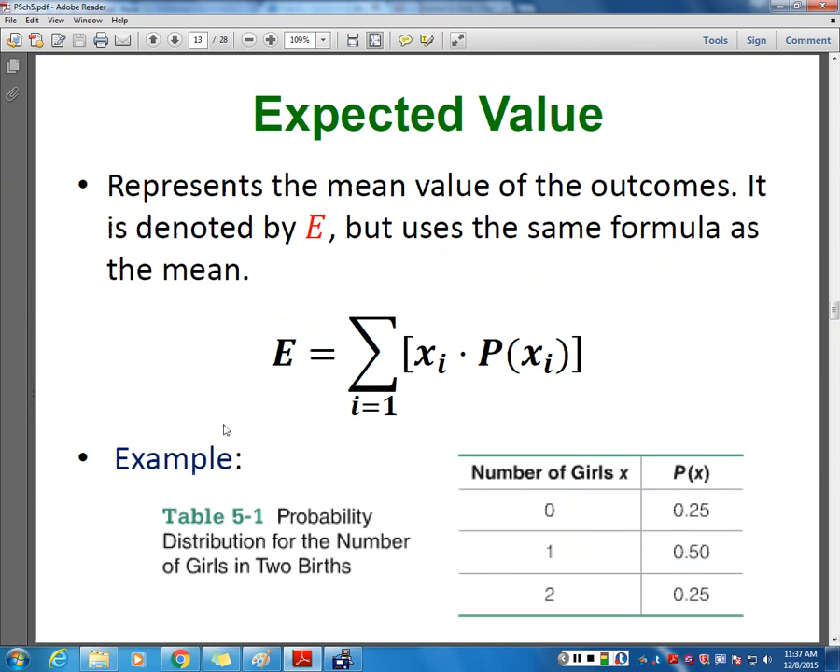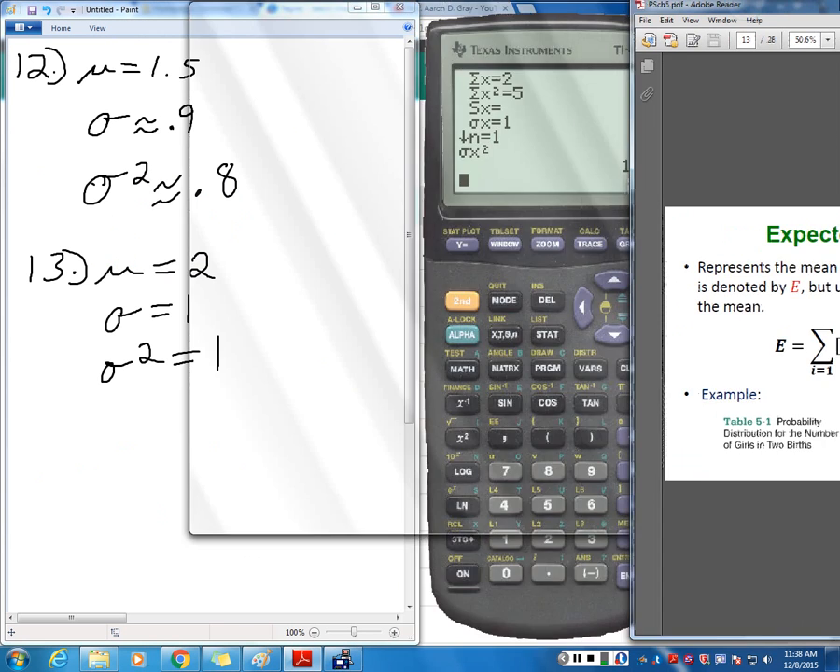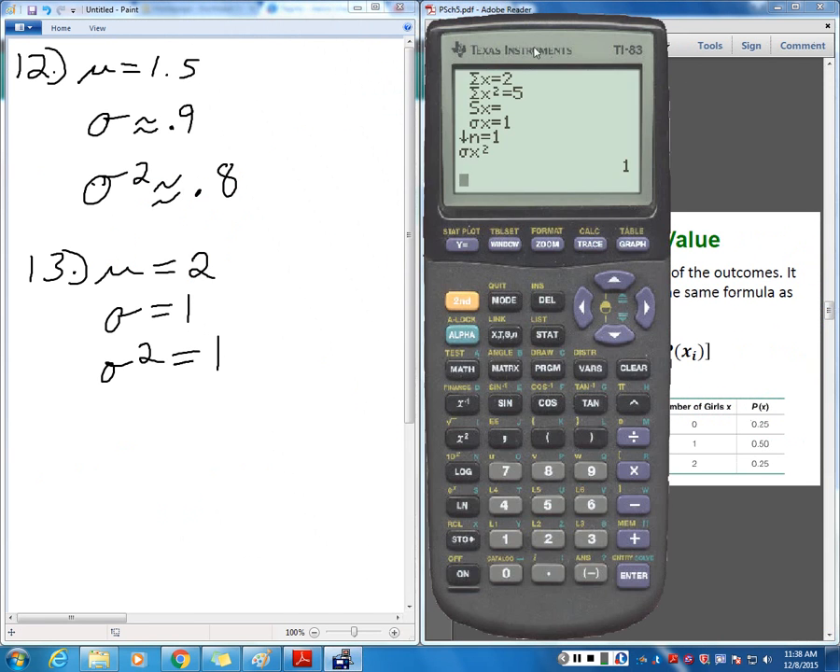The expected value occasionally shows up in statistics problems. Expected value represents the mean value of the outcomes. It's denoted by E, but it uses the same formula as the mean. That's the exact same formula as finding the mean of a probability distribution. So for example, if I were going to find the expected number of girls in 2 births, then I would just find the mean of my probability distribution. Expected value is the same as the mean. They are the same.